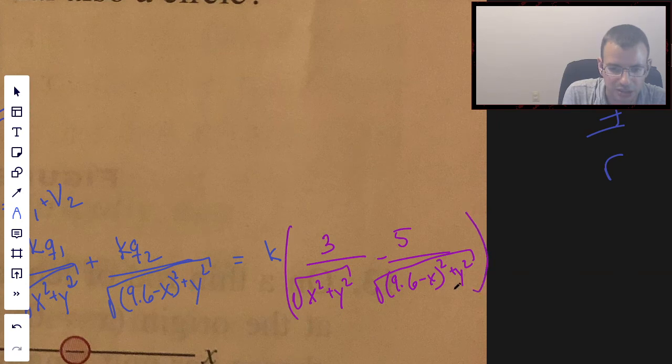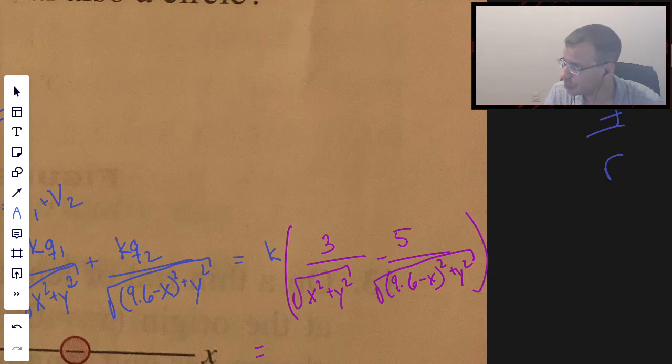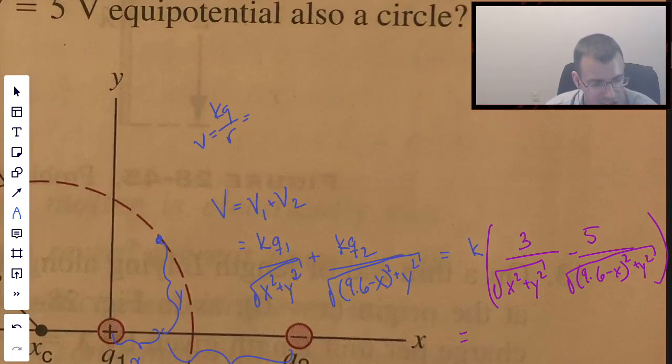Now, if I was a better person, I'd just look at this and rearrange it and be like, oh, this is a circle. I'm not that good of a person. So what I'm going to do instead is I'm going to go to Desmos. And in Desmos, I'm just going to put in 3 over X squared plus Y squared, minus the quantity 9.6 minus X, squared, plus Y squared.